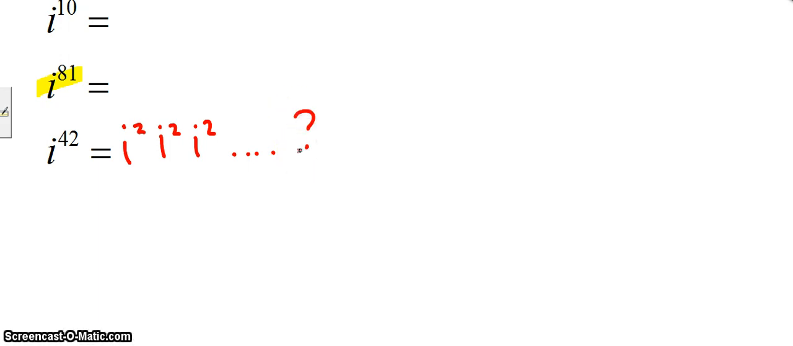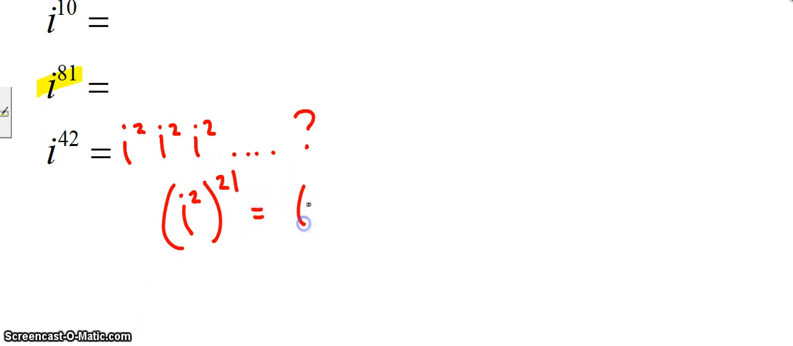Give you a pause for thinking effect. You should all know that you're going to have to write 21 i squareds, because if you add 21 twice, you're going to get 42. So instead of writing out 21 i squareds, I can tell myself, well, I have 21 of these, or I'm going to be multiplying it 21 times. So really, i to the 42nd is i squared raised to the 21st.